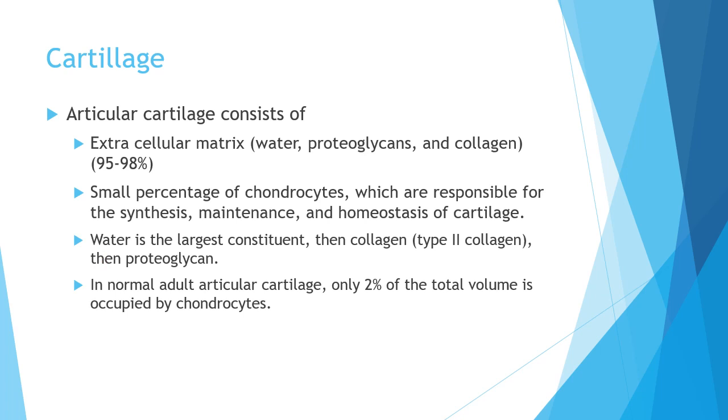constituent. If you remember, when we spoke about the histology of the bone, we said that water only forms about 5%. Here, in the extracellular matrix, which is about 98% of the articular cartilage, water is the largest constituent, and then collagen, as we said, collagen type 2, and then proteoglycan, which we are going to discuss in the coming slides. So articular cartilage matrix is about 98%, mainly water, followed by collagen type 2, followed by proteoglycan, and the cells are only about 2% in the adult articular cartilage, and these are the chondrocytes.